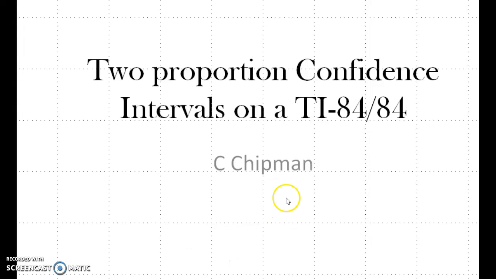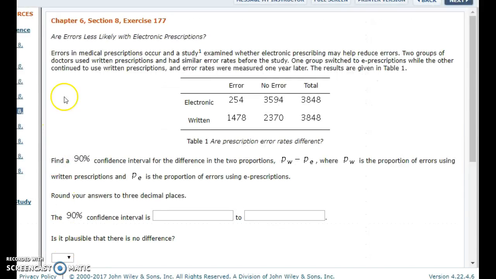Hi statistics students, I'm going to go over two proportion confidence intervals on the calculator. It's not perfect, there are still a few rounding errors, but it's fairly easy, I think. So here's a question from section 6.8.